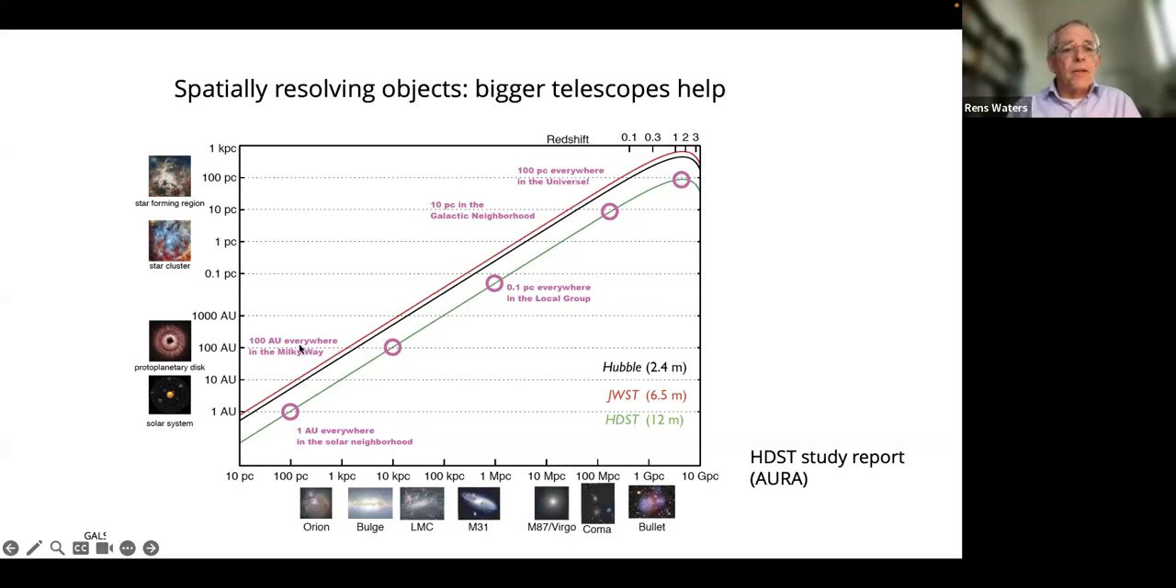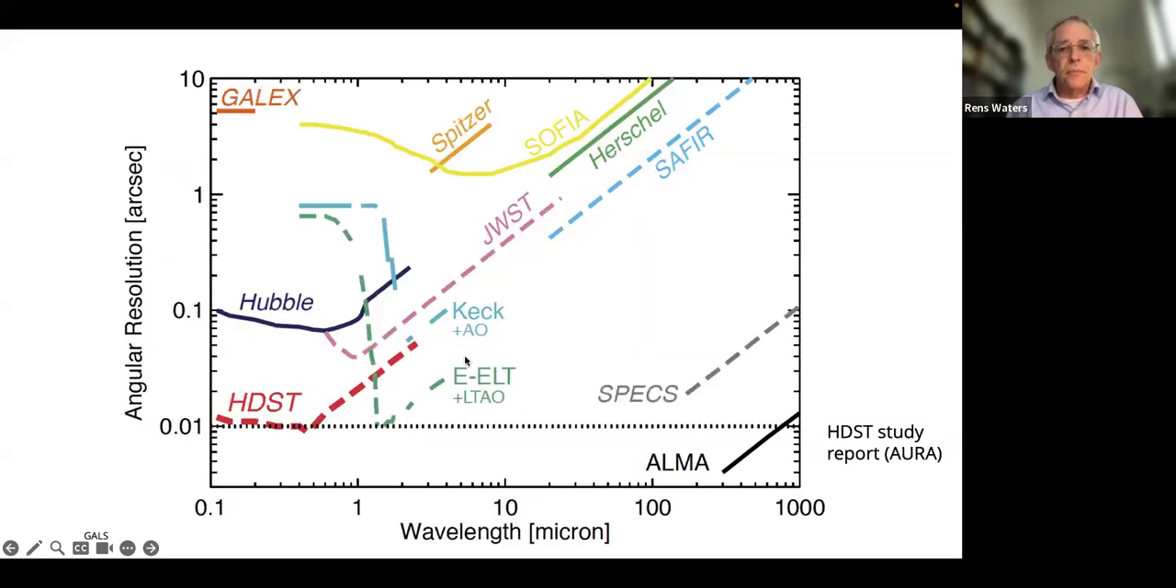You can see here that the different objects can only be spatially resolved out to a certain distance for a certain telescope diameter. So the choice of telescopes and the diameter of the telescopes sets a strong limit on how far we can see, to what distance we can actually spatially resolve different objects. And in this game, of course, bigger is better. Bigger telescopes help to see fainter things and also to resolve objects more and better.